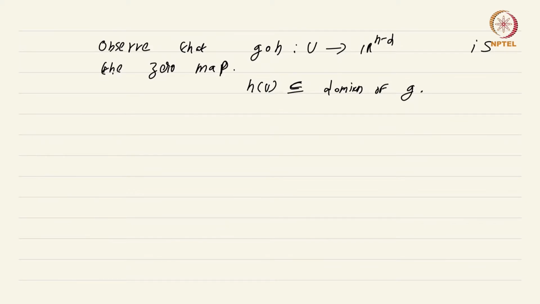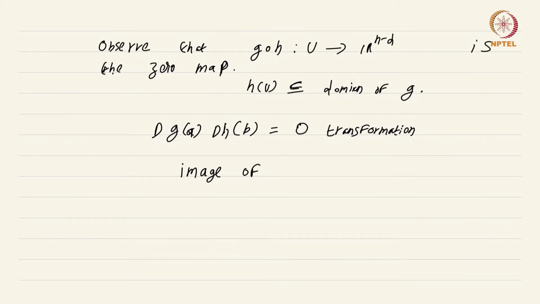Okay, now what does the chain rule say? It says that DG_A composed with DH_B is the zero map, the zero linear transformation. Well, that just means that the image of DH_B is contained in the kernel of DG_A. It's precisely under this scenario that DG_A composed with DH_B is identically the zero transformation. That will happen precisely when the image of DH_B is contained in the kernel of DG_A.